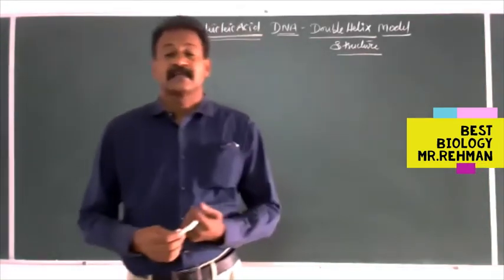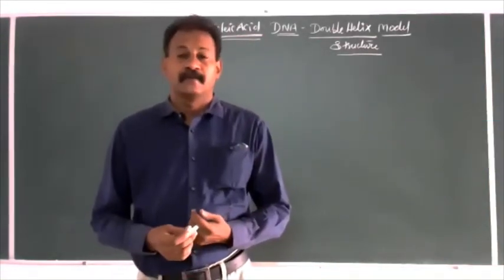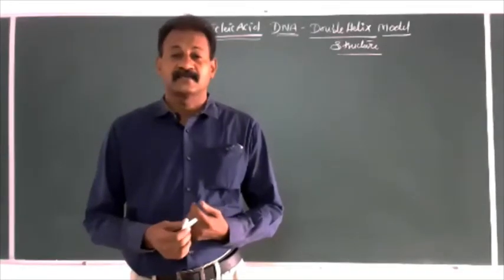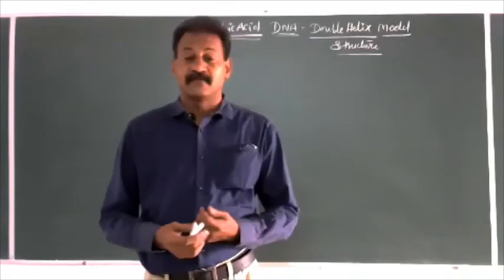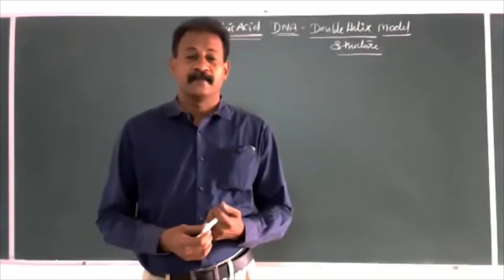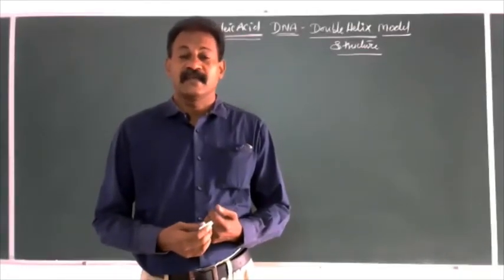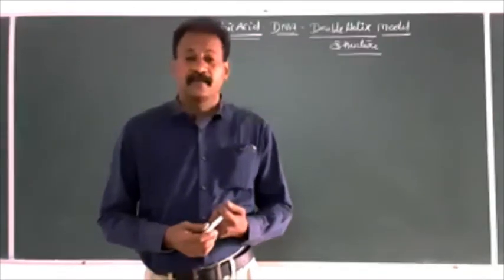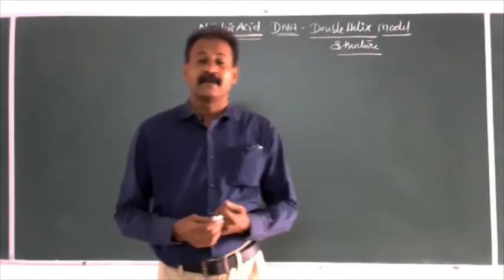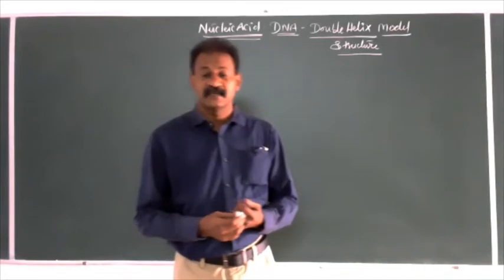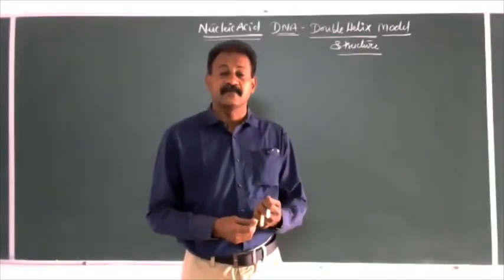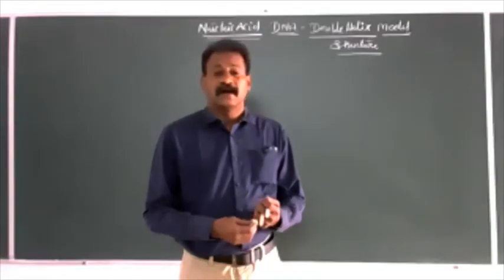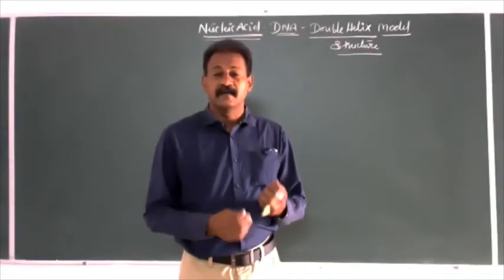In the previous class, we have seen what nucleic acids are, which are called genetic materials. So, how many types of nucleic acids are there? Among those, DNA and RNA, DNA is found as genetic material in the majority of organisms. RNA is found as genetic material in few organisms.